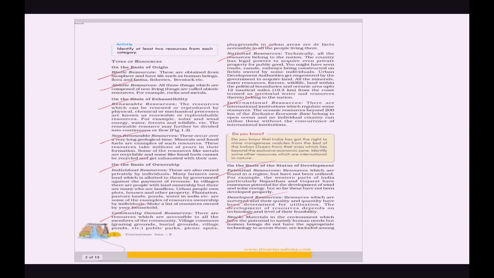Next is developed resources, which are the resources that have been surveyed and their quality and quantity determined for utilization. Like the fossil fuels, we have done the surveys, found that they can be used, and we are using them. Next is stock resources, the resources that have been surveyed but cannot be used due to lack of technology.